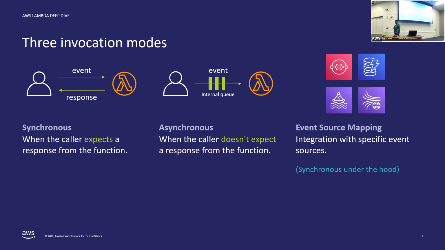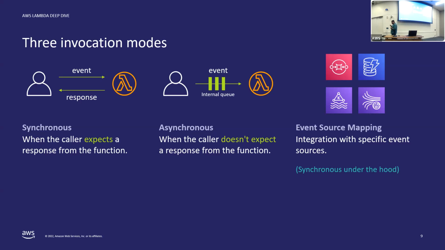So even if you have a max timeout of 15 minutes in a Lambda function, API Gateway will time out at 29 seconds. So write your functions in such a way that you return a response within 29 seconds. And in this case, you also have to handle errors as a caller, since you cannot retry inside the Lambda function itself. Then we have asynchronous, where the caller actually doesn't expect a response back. It's fire and forget, and that's where the internal queue comes into the picture. We'll talk about that in detail. And then event source mapping.